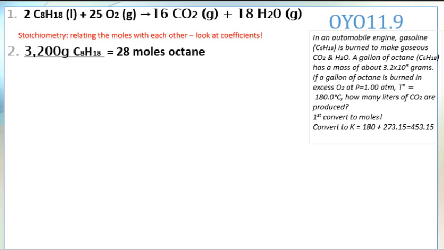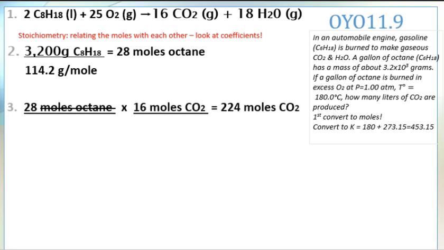Okay. I went ahead and changed our 3 times 10 to the whatever to 3,200 grams. Okay, just, it's easier for me that way. Okay, and then I have my grams per mole from the periodic chart of the elements. So I have 28 moles of octane. All right, that's good. So I take my moles and my moles of carbon.